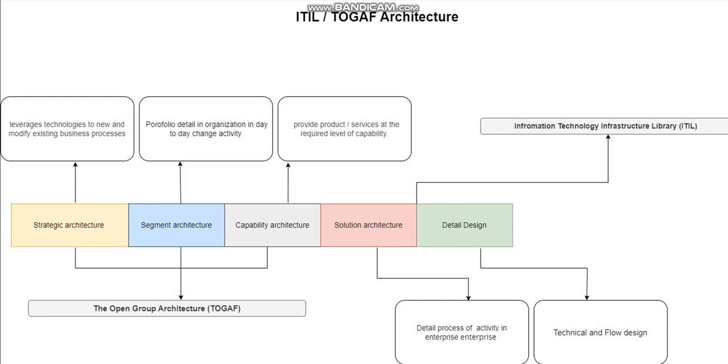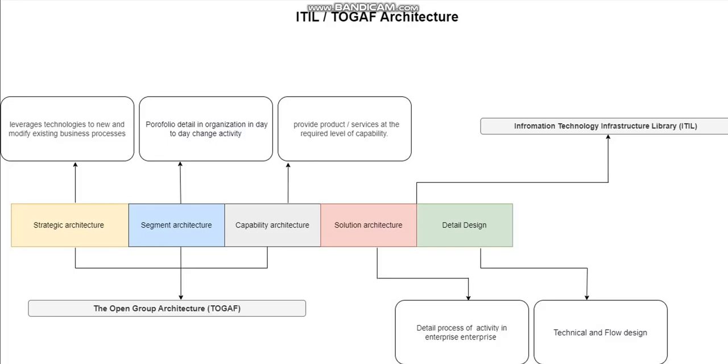Then capability architecture. It provides the product services required for the capability. It will include the tool sets required for the capability. It includes the technologies to be used and required in the capability to establish a platform or architecture in a business process.